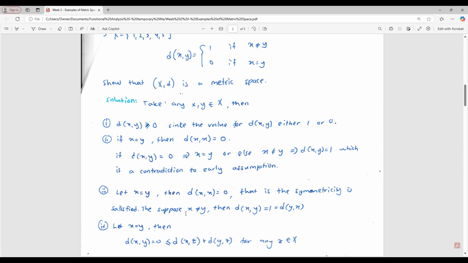So now we are going to suppose the other way around, where we start with x not equal to y. So when x does not equal y, then the metric between x and y must be equal to 1. But this is also true, the value is also similar if we take the metric of y with x. So therefore, the metric of x, y is equivalent to the metric of y, x.